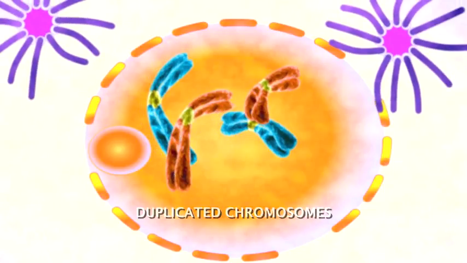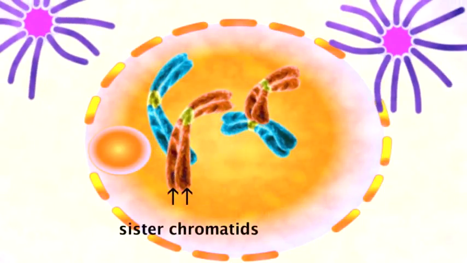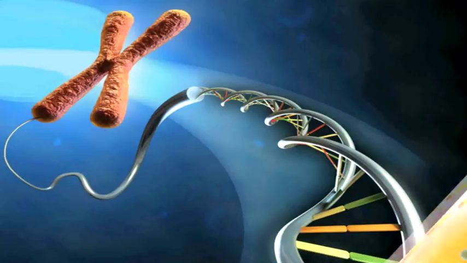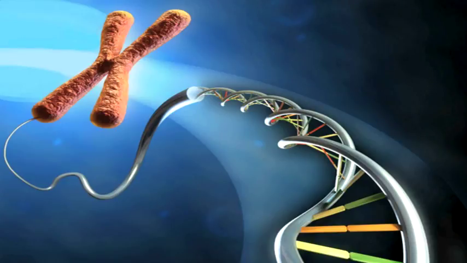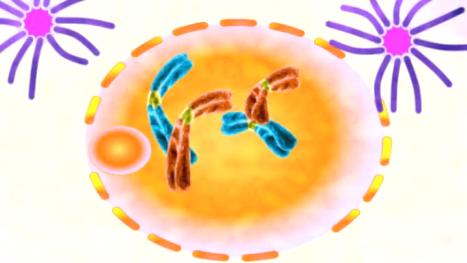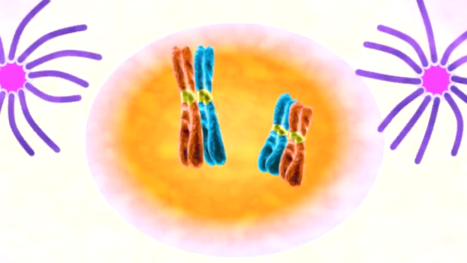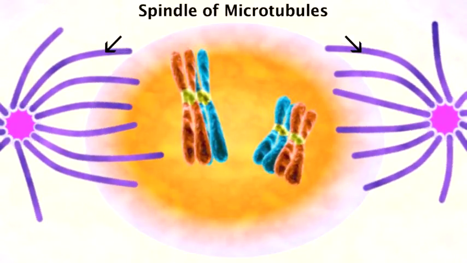Each duplicated chromosome consists of 2 sister chromatids that contain DNA replicated during the preceding interphase. The sister chromatids are joined together by cohesive forces and a structure called a centromere that is composed of 2 smaller structures called kinetochores. As prophase 1 progresses, the nucleolus and the nuclear membrane disappear, and a spindle of microtubules begins to form.